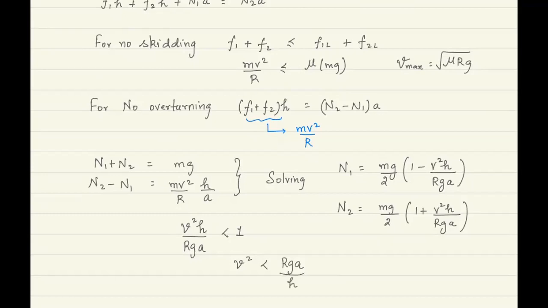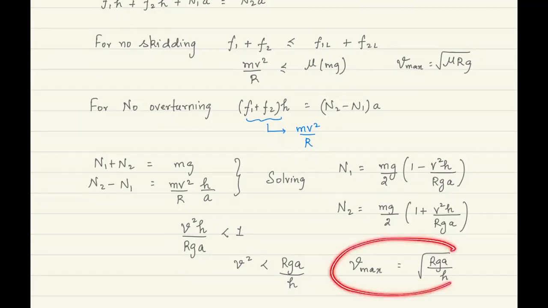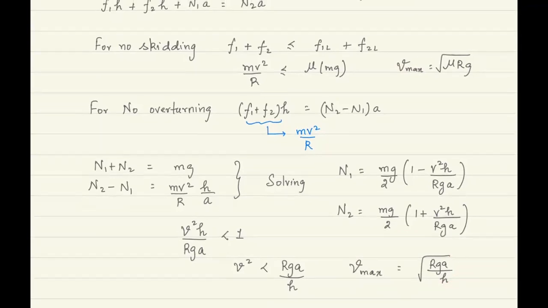So if you have a lower height of center of mass, this term r g a by h will become very high, because h is in the denominator. So if you have a low-height car, then v square can become larger and larger. The maximum speed should not exceed root of r g a divided by h, where r is the radius of the turn, g you know, a is half of the wheelbase, and h is the height of the center of mass. If you exceed this speed, then the car will overturn. So these are the two conditions: maximum speed for no overturning and maximum speed for no skidding.